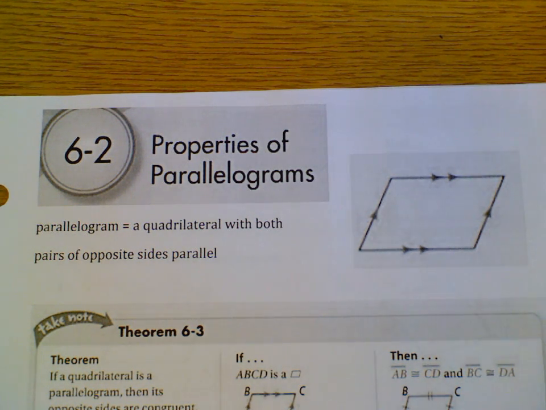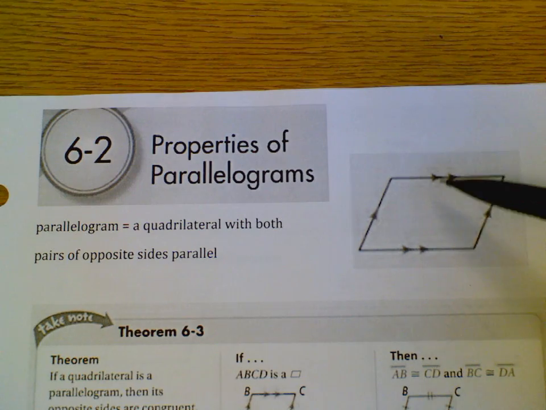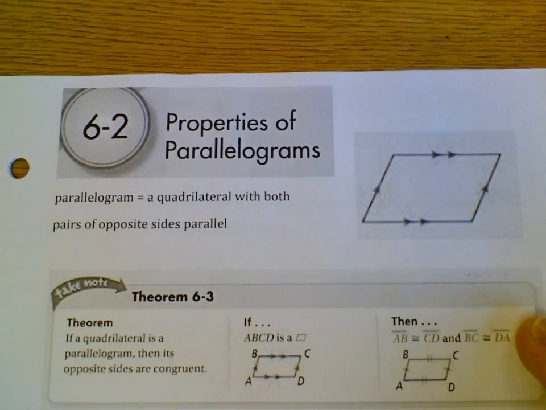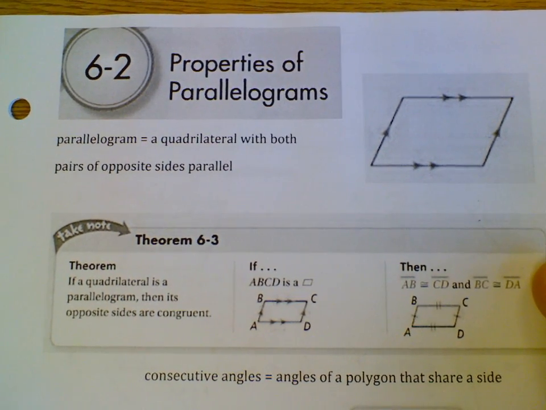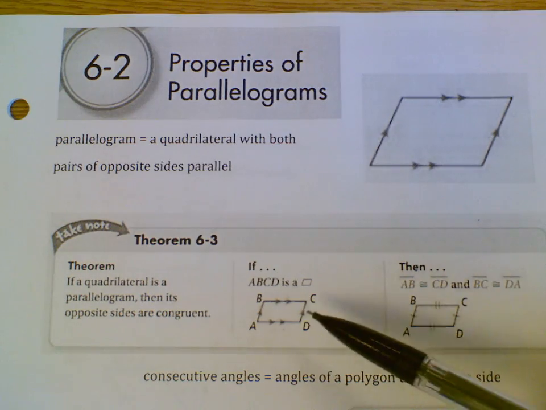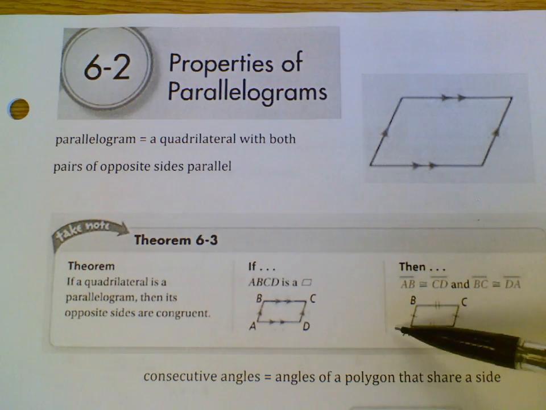A parallelogram is a quadrilateral, so something with four sides, where both pairs of opposite sides are parallel to each other. So your first theorem says, if a quadrilateral is a parallelogram, then its opposite sides are congruent. So if I have a parallelogram, every time my opposite sides will be congruent.